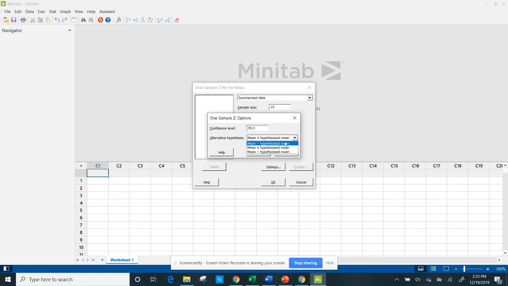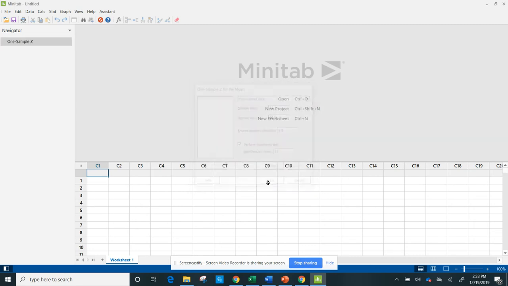This is going to be changed to less than. And again, it's less than because in my alternative, I'm using the less than symbol. And it says right here, alternative hypothesis. Because it wants the alternative hypothesis, I have to put the sign of the alternative hypothesis in that. So I hit OK, and I hit OK.